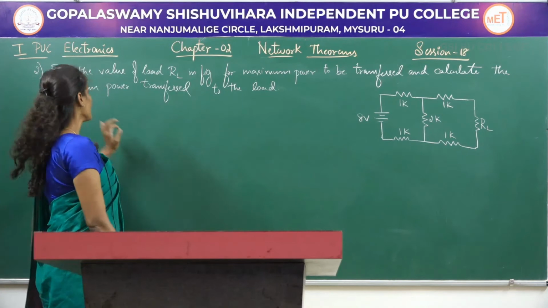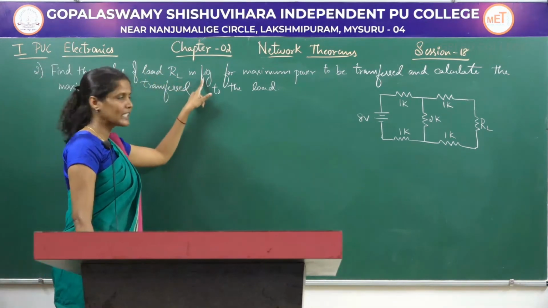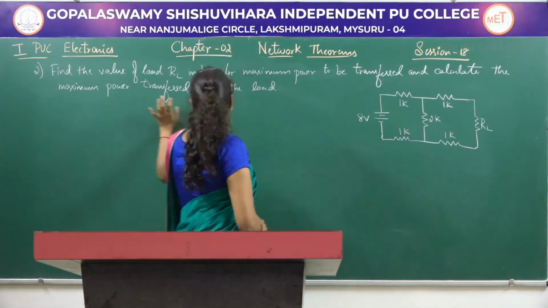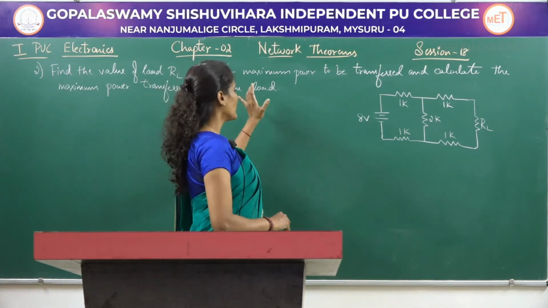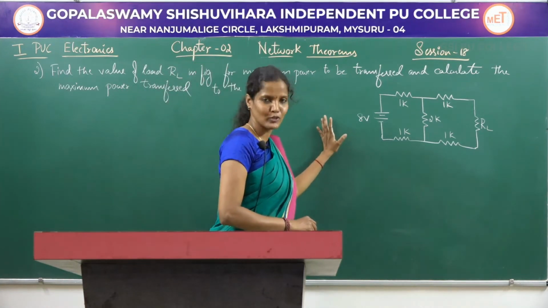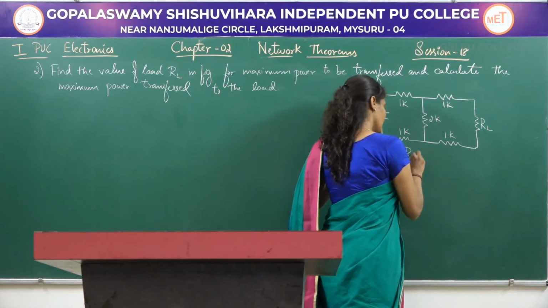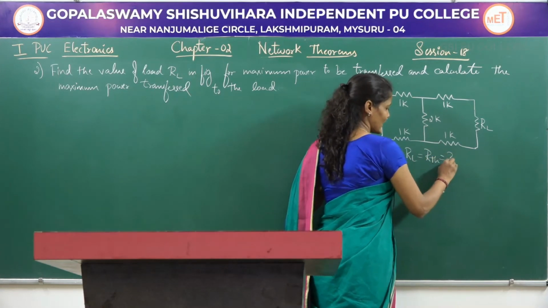So this is the second problem where you have to find the value of load resistor RL in the figure for maximum power to be transferred and calculate the maximum power transferred to the load. So in order to transfer the maximum power to the load, RL must be equal to R Thevenin. So in the first part of this problem you have to find out R Thevenin.